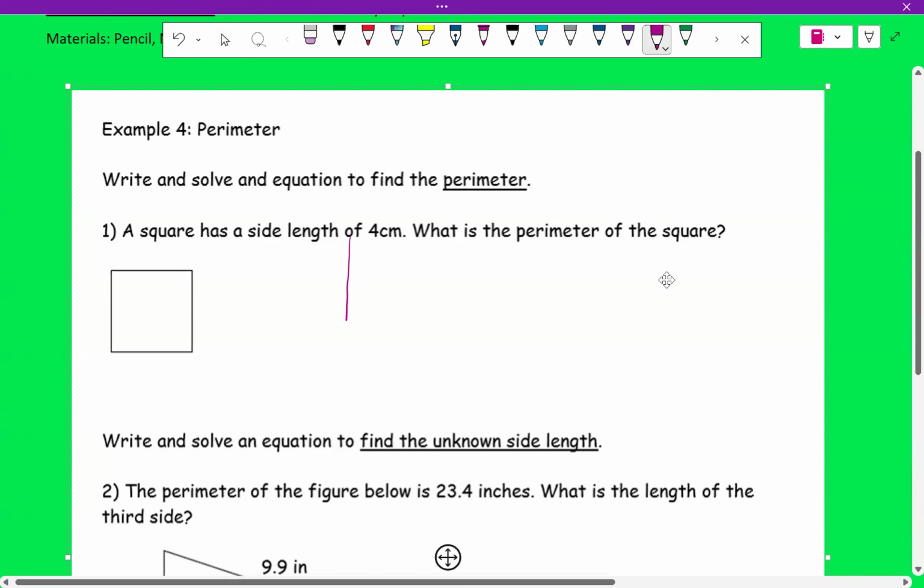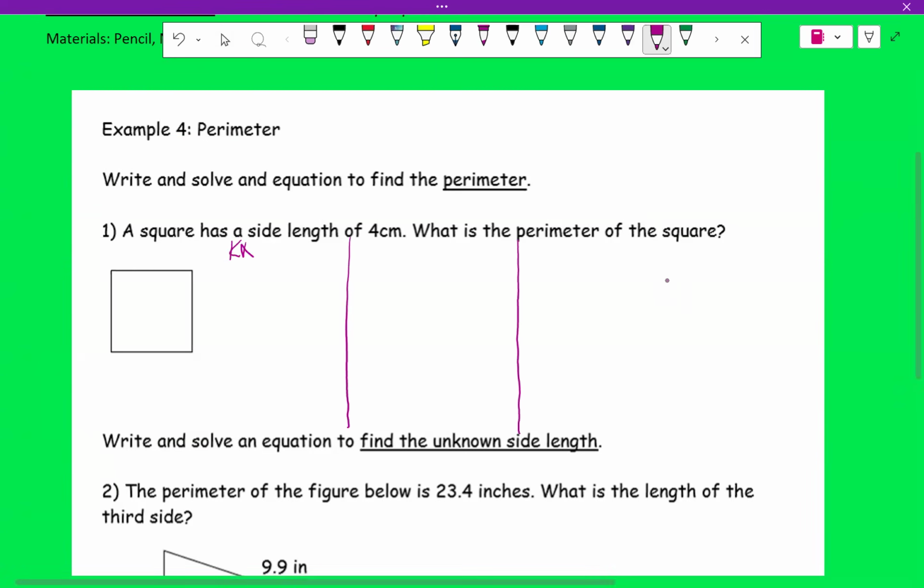So we're going to split our paper into 3 areas. The middle area can be the smallest. So box 1 is for information we know. Box 2 is for information we need to find. And box 3 is for our work and our equation.